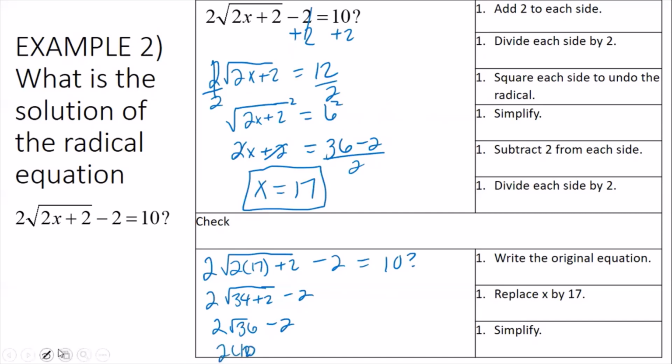And that gives me 2 times 6. My brain is going ahead of itself. 2 times 6 minus 2, and does that equal 10? Why, yes, it does.